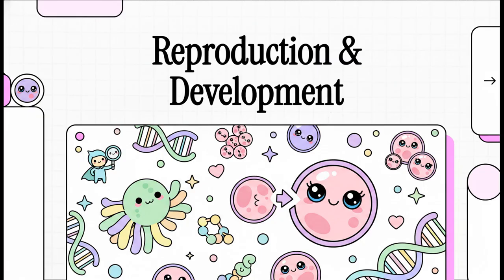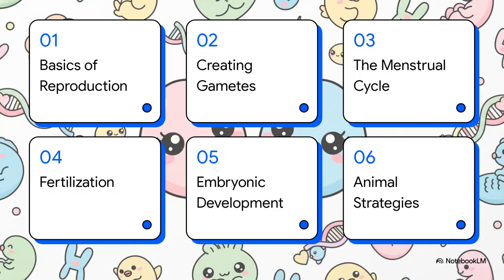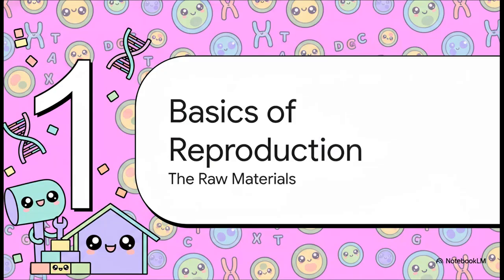We're going to explore how a single-celled set of raw materials transforms, divides, and meticulously organizes itself into a massively complex, living organism. It's a process filled with incredible precision, complex chemical dances, and some truly mind-bending evolutionary strategies. To map out this incredible journey, here's our agenda for today. We're starting with the basics of reproduction and gamete creation. Then we'll move through the menstrual cycle and fertilization, track embryonic development, and finally, look at some pretty wild animal strategies.